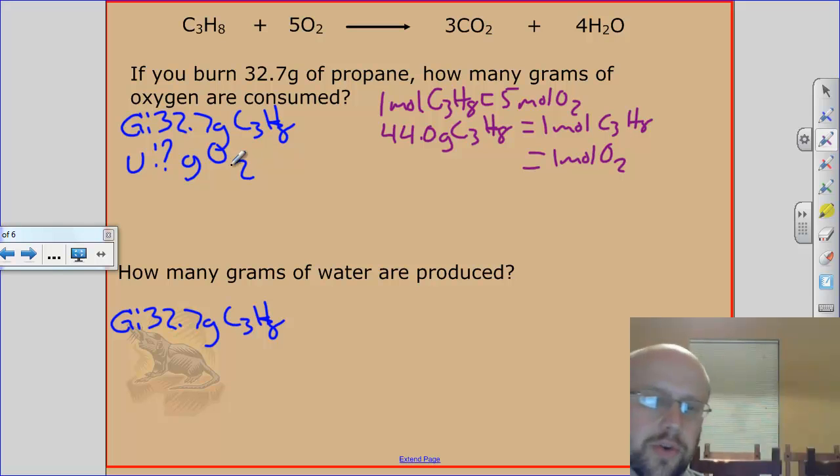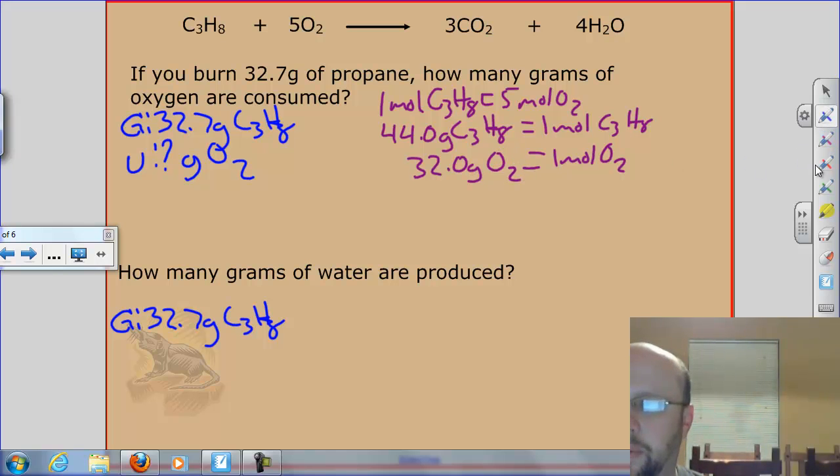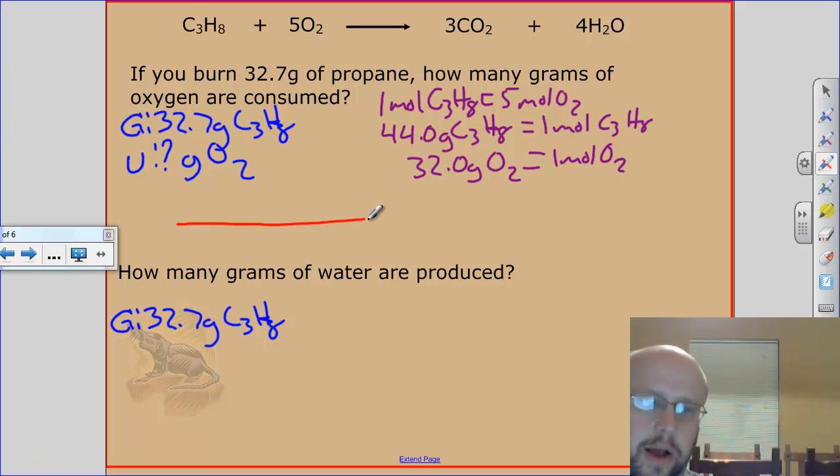Okay, it's O2. Oxygen is 16. I've got 2 of them, so that's going to make it 32 grams of oxygen. Okay? And now we're going to set up our conversions and work it out. In this case, I have 3 conversions, so I need a little bit more room.